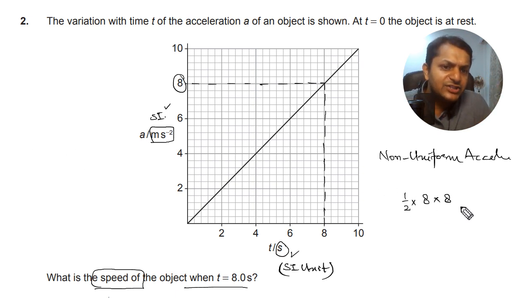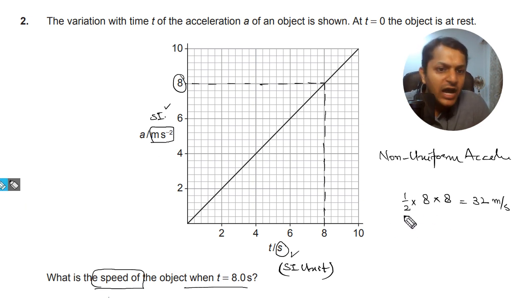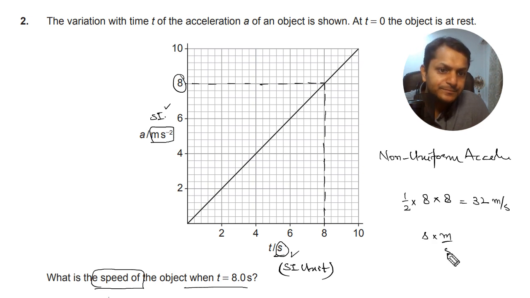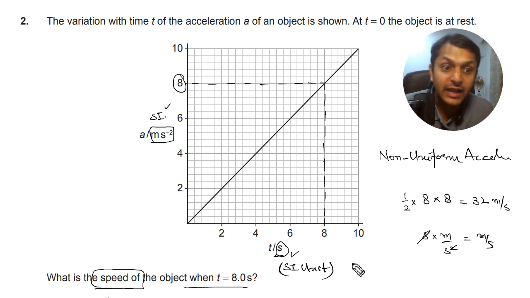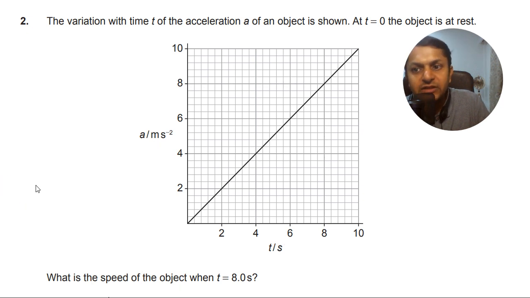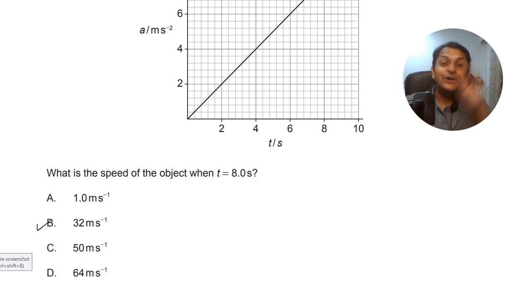So your answer will be 64 divided by 2, and that will be 32. And the unit, you can clearly see if you find the area, half is a constant, 8 here has a unit second, and this 8 has a unit meter per second square. So this second gets cancelled out, so your unit comes out to be meter per second. So we have done it from the unit point of view also. Hence your answer should be 32 meter per second, and absolutely correct. That is the correct answer for this question.